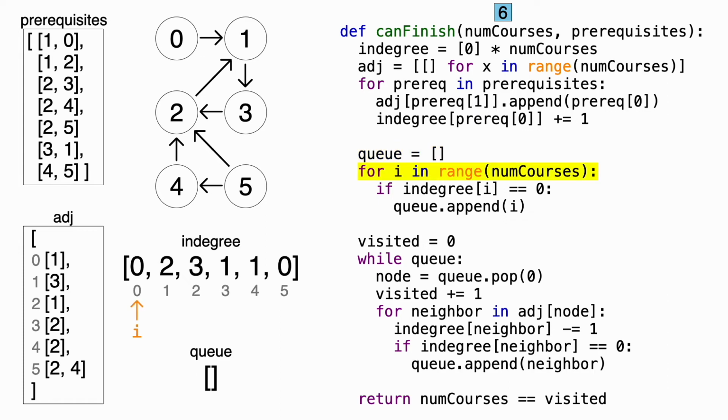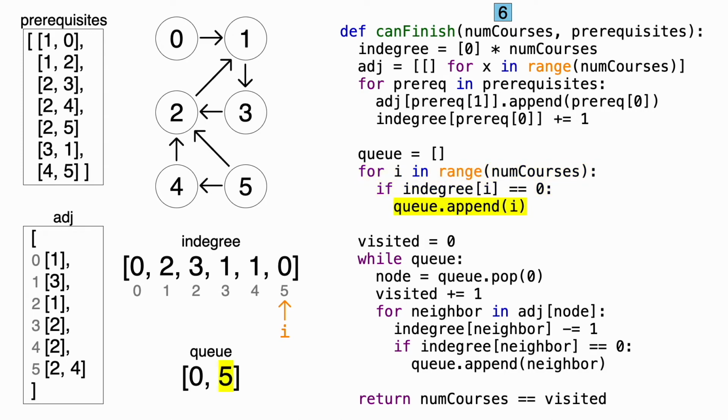So let's loop through the in-degree array and see which ones have a value of 0. We can see that node 0 has an in-degree of 0, so let's append 0 to the queue. Next, node 1's in-degree is not 0, and neither is node 2's, and not for node 3, and not node 4. But node 5 has an in-degree of 0, so let's append 5.